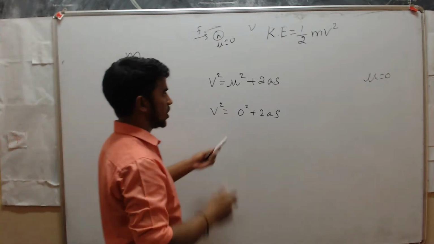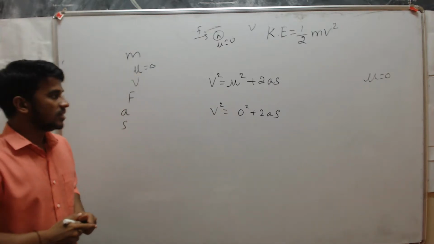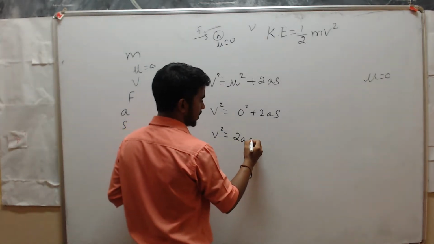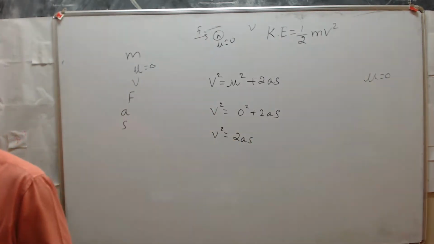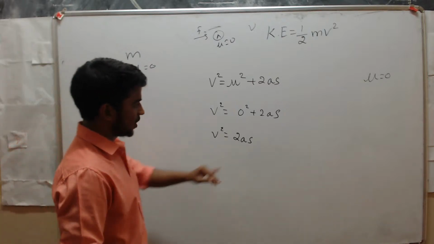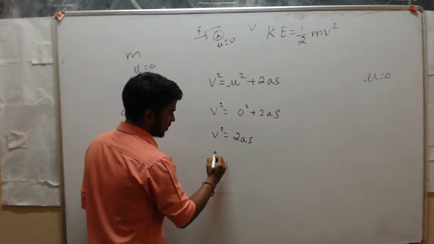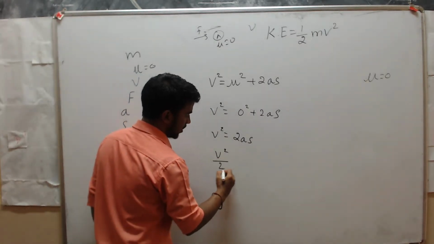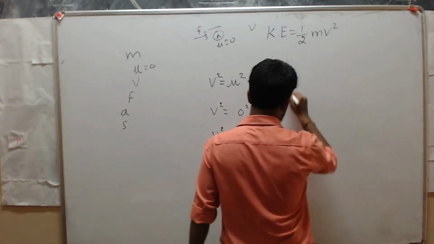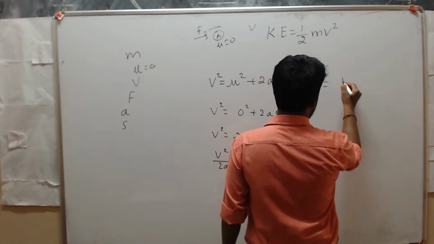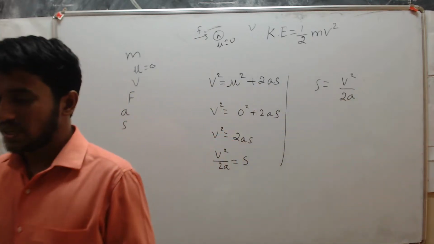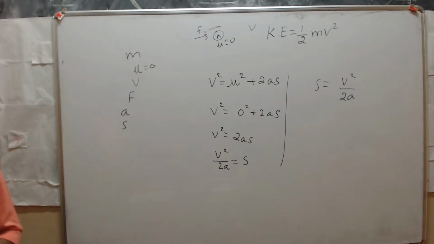So v square is equal to u square plus 2as. Then we can write v square is equal to 2as. Now arrange the equation for s. Bring a to this side, that is v square divided by 2a is equal to s, or we can write s is equal to v square divided by 2a. Correct?